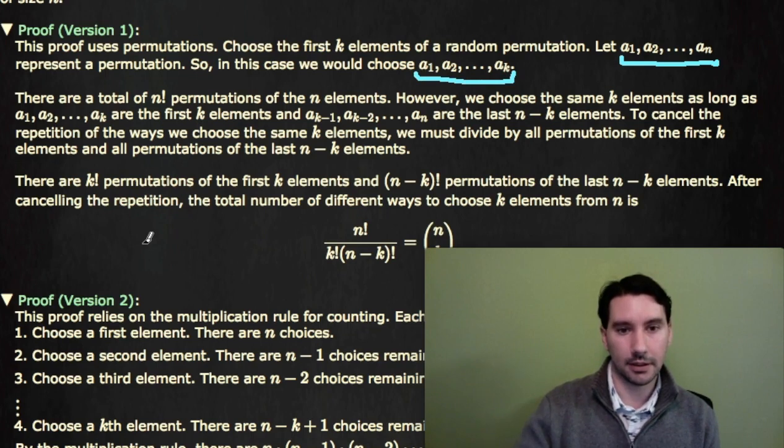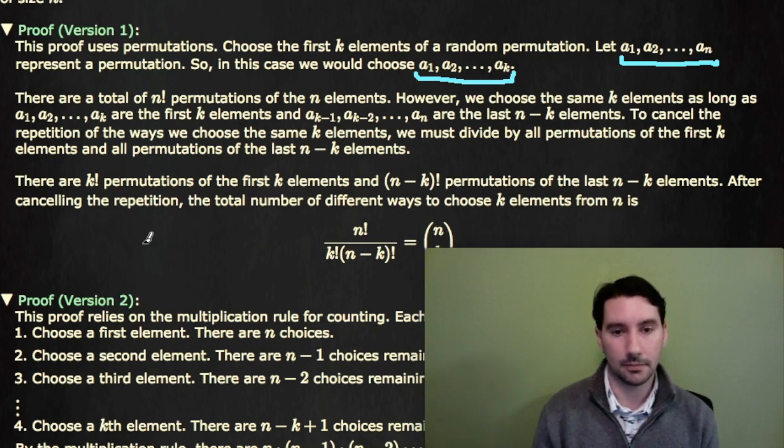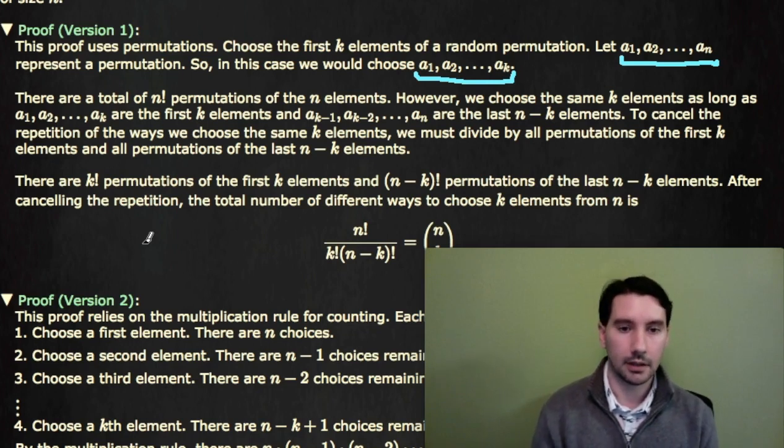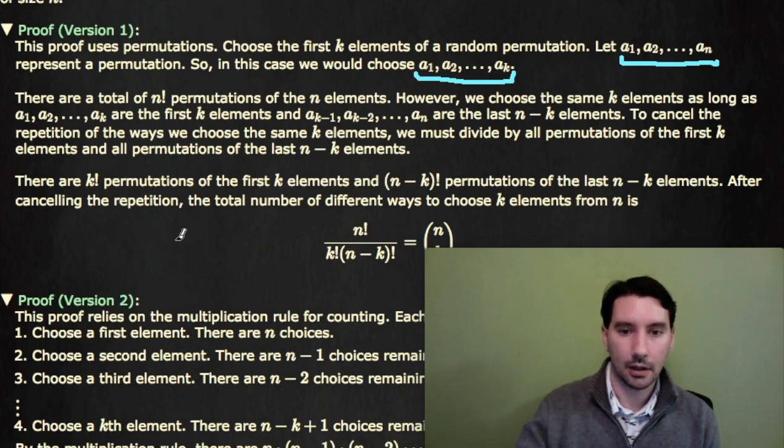We know that there's n factorial permutations of n elements. But as long as the first k elements are the same, we always end up with the same k. So there's no order in this. We're just picking k. You can think of choosing k flavors of chocolate or something. It doesn't matter that the first one is orange and the second one is lime. It's just like there's an orange and a lime. So order doesn't matter. No matter how those first k elements show up, it's always the same k elements. And that means we're going to get k factorial repetitions that we need to divide out.